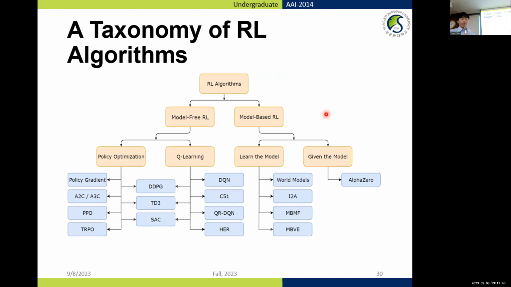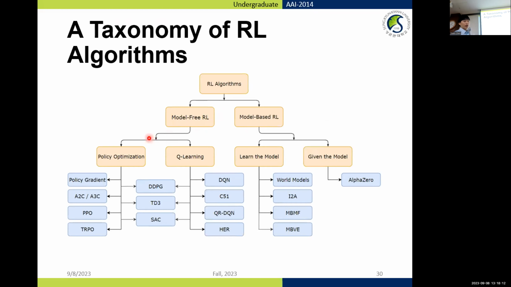Based on all this background information, we have this taxonomy of RL algorithms. At the top is RL algorithms, and we divide into model-free and model-based. Model-free is the bigger group. Model-based is a little more limited because the model is difficult to get. If you want to build the model, it will be difficult.